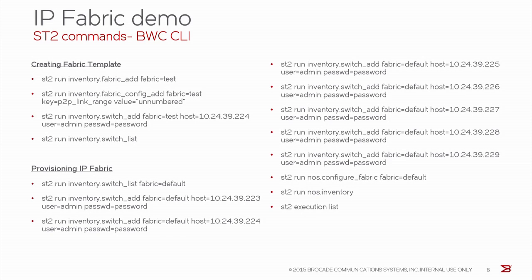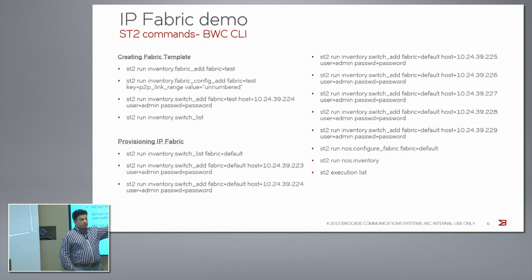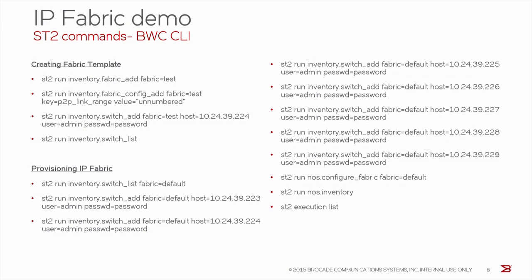Essentially, this is the switch. This is the fabric template that it's being associated to. This is the username and password, the key value pairs. So seven of these switches are being added. And when they're all added to the inventory, then this command, ST2 run NOS configure fabric, ties the inventory to the default fabric template. And that's how this works.